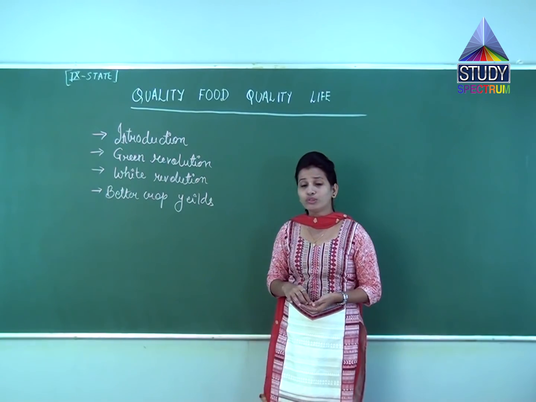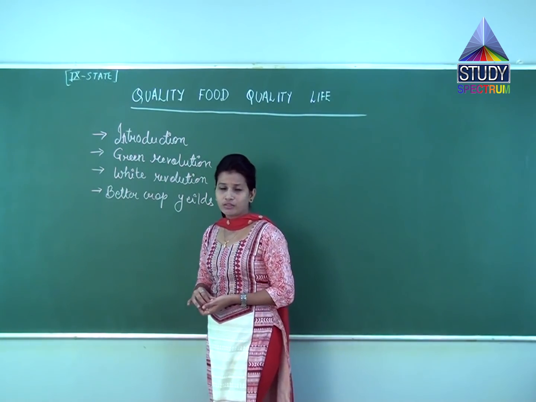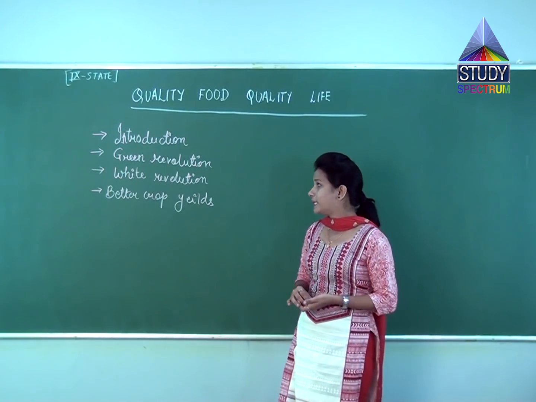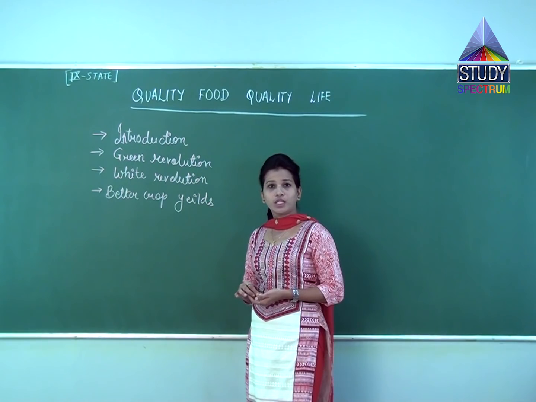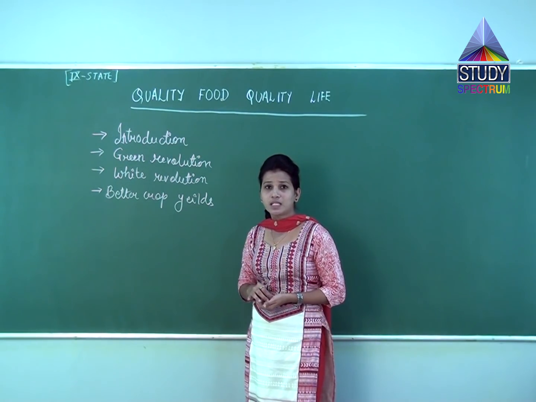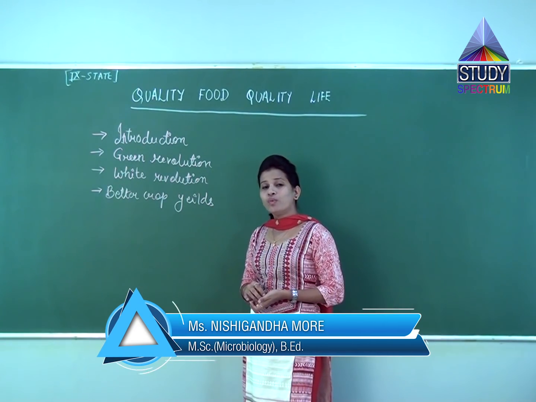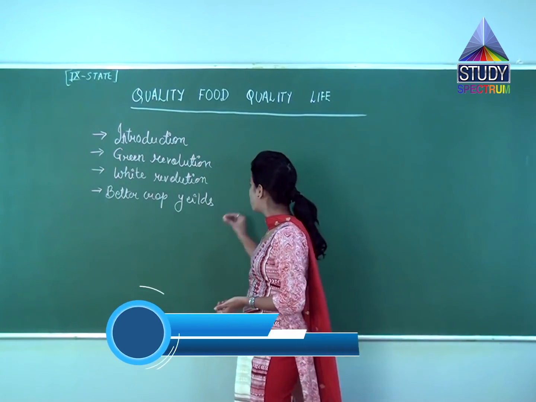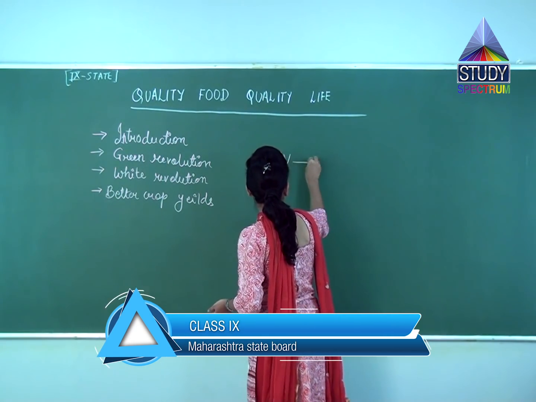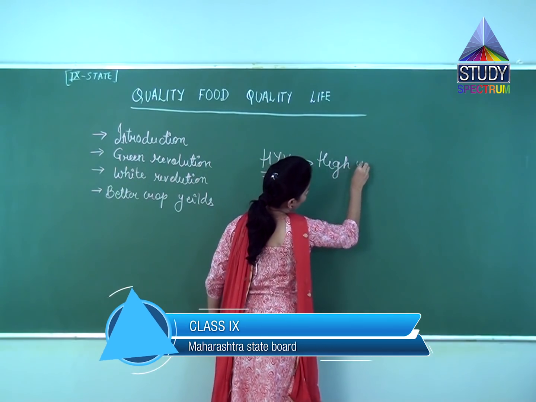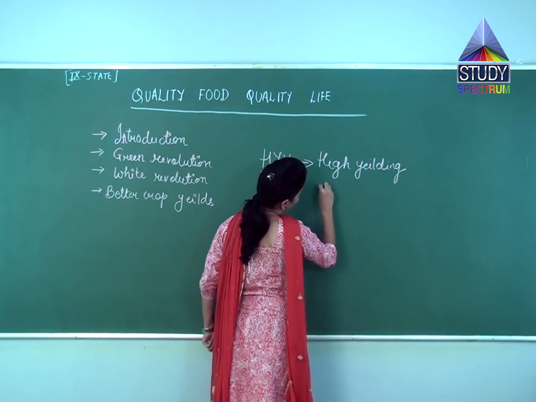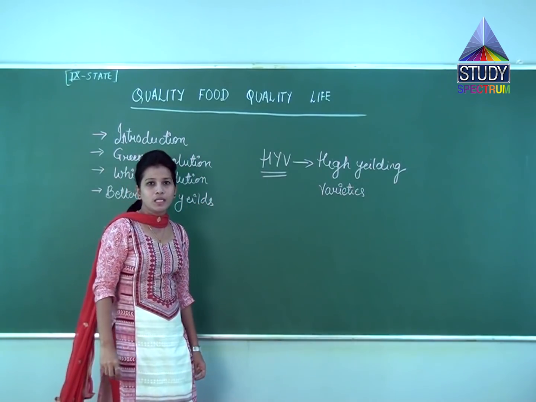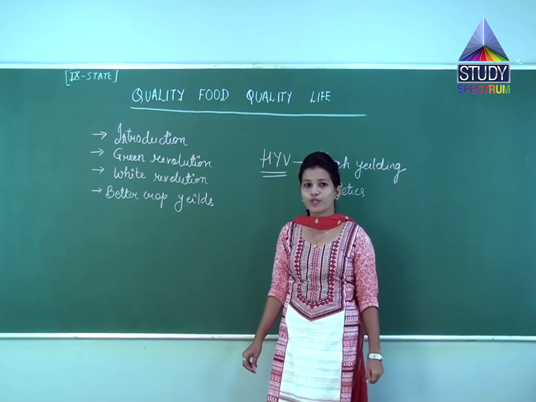So for this we have to use a better variety of crops. If you are using the regular varieties of crops, then that particular crop will not give you a higher yield. So to get a better yield, we have to use new improved techniques and the better seeds which are available in the market. The new varieties of seeds, which are also called hybrid varieties or high yielding varieties, can be used. So we call it HYV, that is high yielding varieties. These high yielding varieties of seeds are important for the economic growth of the farmers.